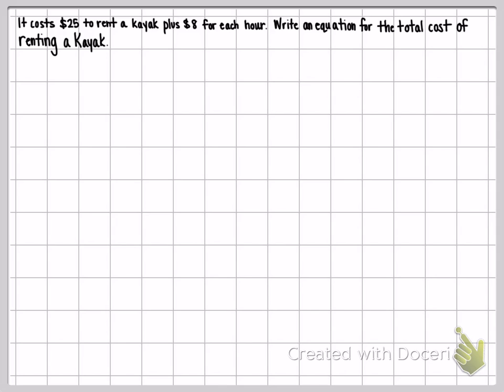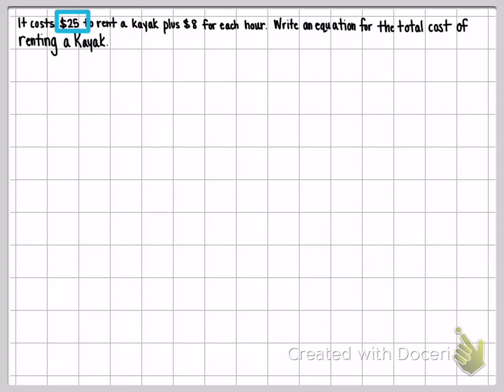Okay, so I hope you read through example 3 closely and really looked at how they wrote the equation and how the table and the graph relates to the equation. So in the one you did on your own, it talked about how it costs $25 to rent a kayak plus $8 for each hour. Write an equation for the total cost of renting a kayak. Okay, so you have to think about how these numbers are related. You see that you have $25, and that right there is a flat fee. It doesn't change. It's always $25.